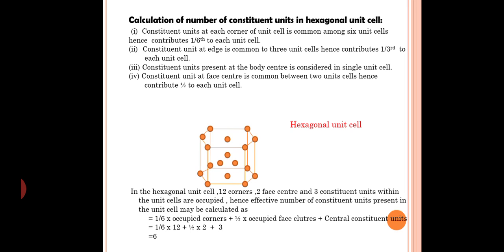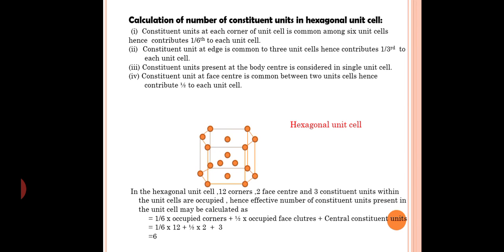So contribution of each corner, listen carefully, will be 1/6 instead of 1/8. Now, a constituent unit at an edge is common to 3 unit cells and hence contributes 1/3 to the unit cell. There it was 1/4. Got it? One plane was having 4 edges, so contribution of each edge was 1/4. Here 3 edges are there, so it is 1/3. For that reason I am comparing it, so that you can understand it. Constituent units present at the body centers are counted fully in a single unit cell. Of course, we do it in cubical also.